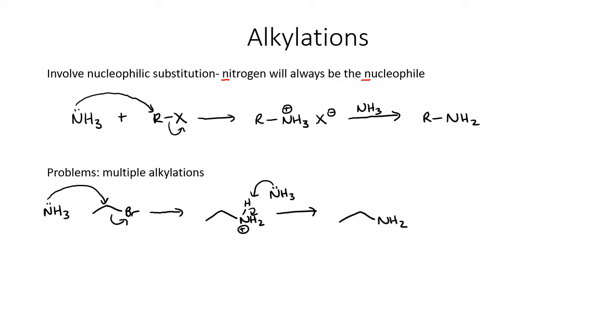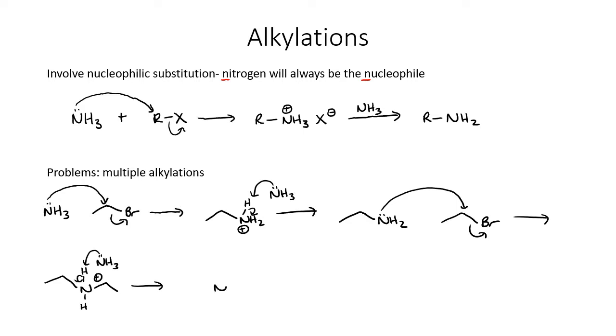Now at this point we have a primary amine, but a primary amine still contains a nitrogen with lone pairs. A nitrogen with lone pairs is also capable of acting as a nucleophile. So if we have more of the ethyl bromide, we can have another nucleophilic attack occur. And again, once we remove the extra H, we'll end up forming a secondary amine.